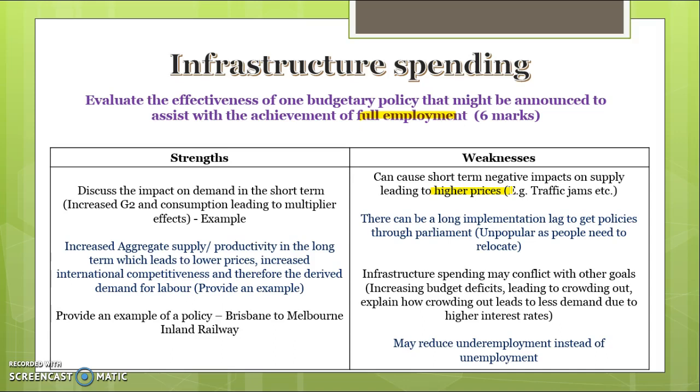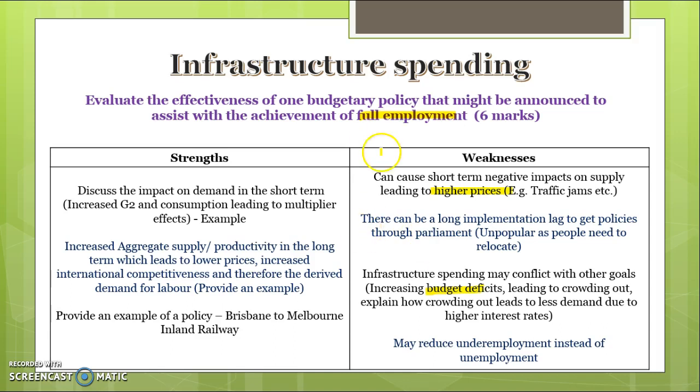Other things is it may conflict with some of the other goals. So, for example, you could argue that it could lead to a budget deficit, which can cause crowding out because it is expenditure in the short term. It can lead to less demand due to higher interest rates because of the crowding out effect. You could also link it to the fact that the increased demand for labour may just reduce underemployment instead of unemployment, but I would say that's probably slightly less relevant.